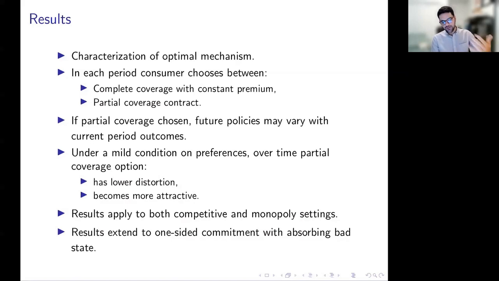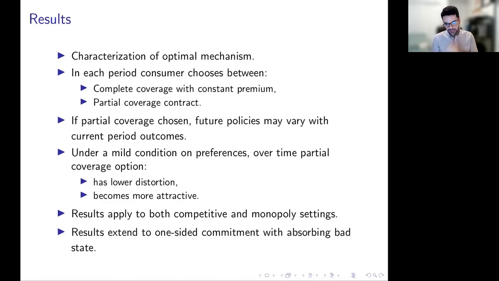Now, what happens with these contracts as time goes by? If consumers choose partial coverage, then they're going to obtain future offers that are more attractive. This means they're going to be generating higher flow utility for consumers, and they're also going to be less distorted, meaning they're going to be providing more coverage to consumers. This is due to the fact that the choice of partial coverage in the optimal mechanism is going to be taken as a signal that agents have low risk, and hence they are going to be rewarded with more attractive future contract terms. Under a mild condition on preferences, at least I'd like to argue that it is a mild condition on preferences. We can discuss this later on.